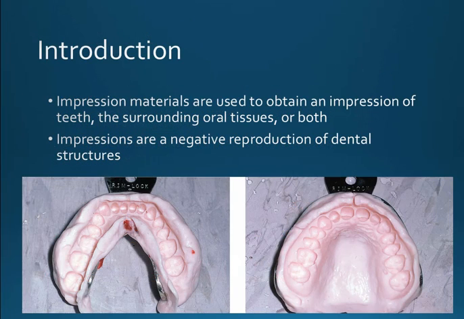Okay, so what are dental impressions? Impression materials are used to obtain an impression of the teeth, the surrounding structures of the oral tissues, or both. And impressions are a negative reproduction of the dental structures. So when we pour them up later on with plaster or stone, then that will be a positive reproduction of the dental structures.